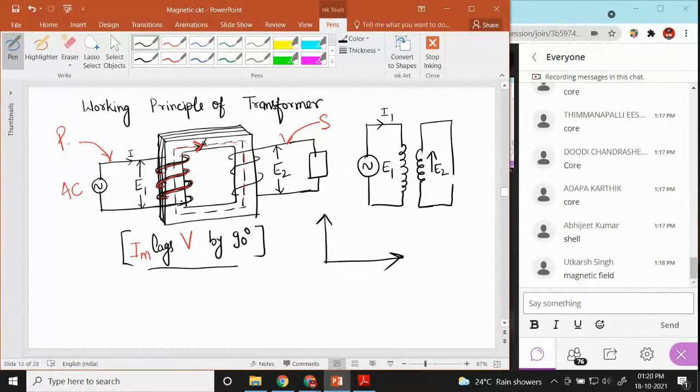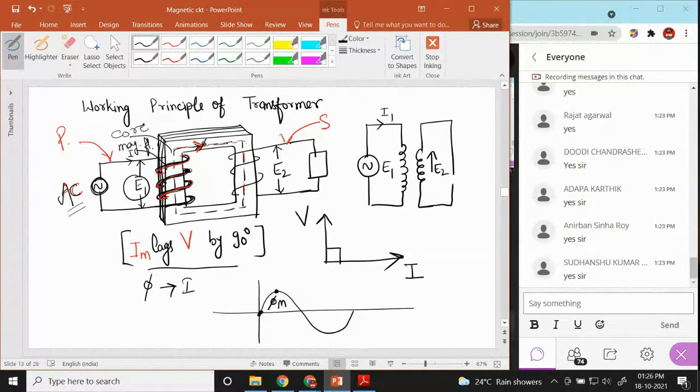So in an inductor, what will happen? Let's suppose this is your current and this is your voltage. This current lags voltage by 90 degrees. Alternating current will flow through this inductor, or coil. When current is flowing through this coil, magnetic flux, or alternating flux, will be generated in this core. Here the mutual flux, or alternating flux, will be generated and flow from the primary side to the secondary side.